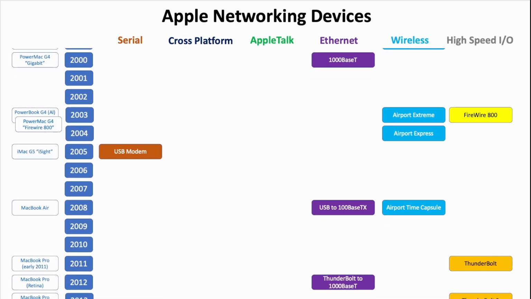In 2012, alongside the MacBook Pro Retina, again, this was a very, very thin device, one of Apple's thinnest laptops. There was no option to include Ethernet, so again, there was a Thunderbolt to 1000 Base-T adapter made available for this ultra-thin laptop.